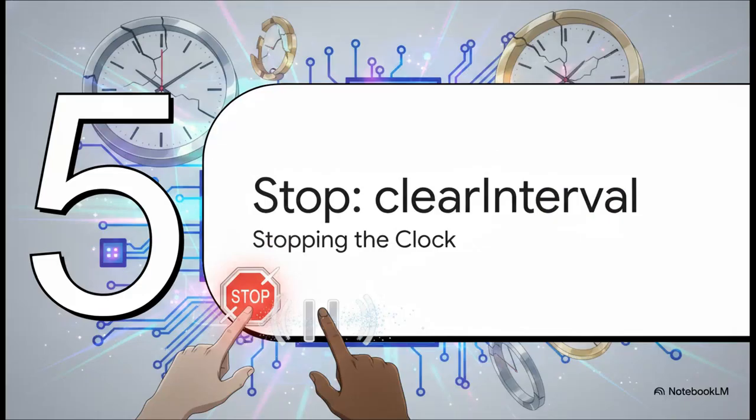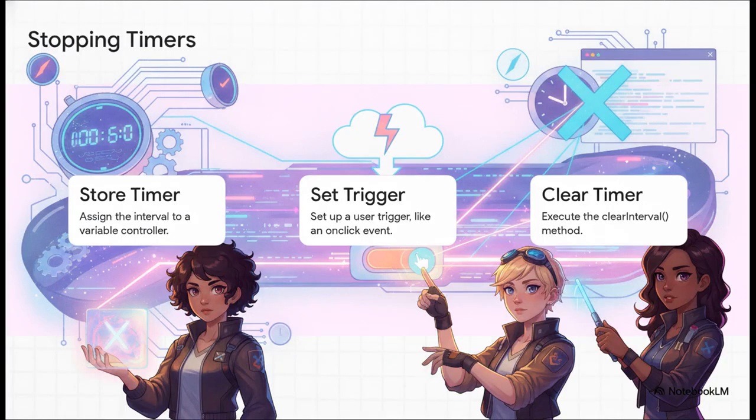All right, Section 5, controlling timers with clearInterval, or as I like to call it, stopping the clock. Look, giving your users a way to halt an infinite loop is absolutely essential for your app's performance. And you do this in 3 easy steps. First, store the timer in a variable. Second, trigger an event. And third, execute clearInterval.